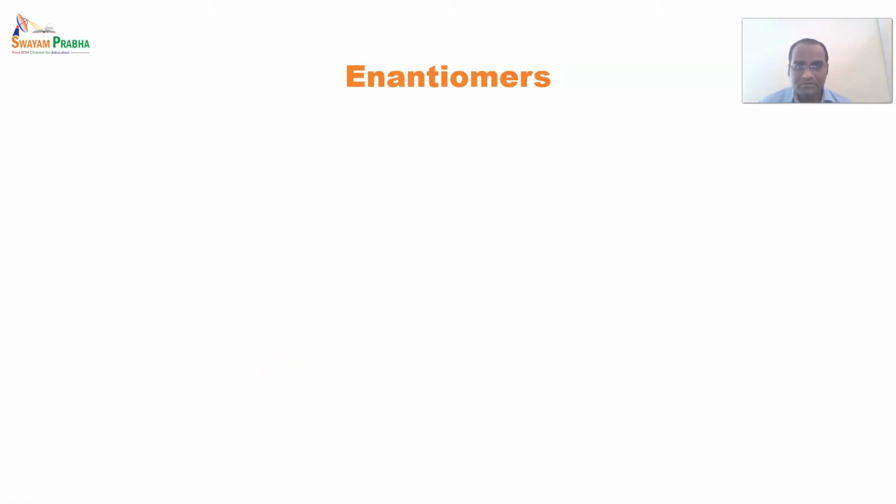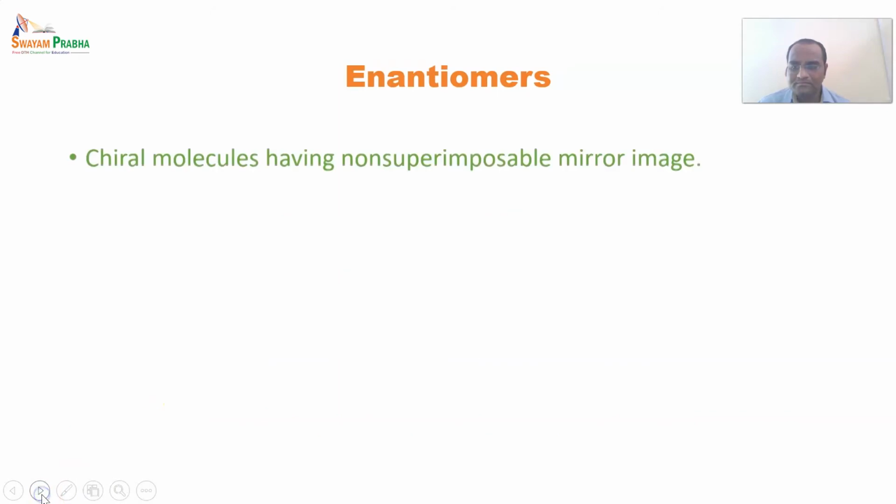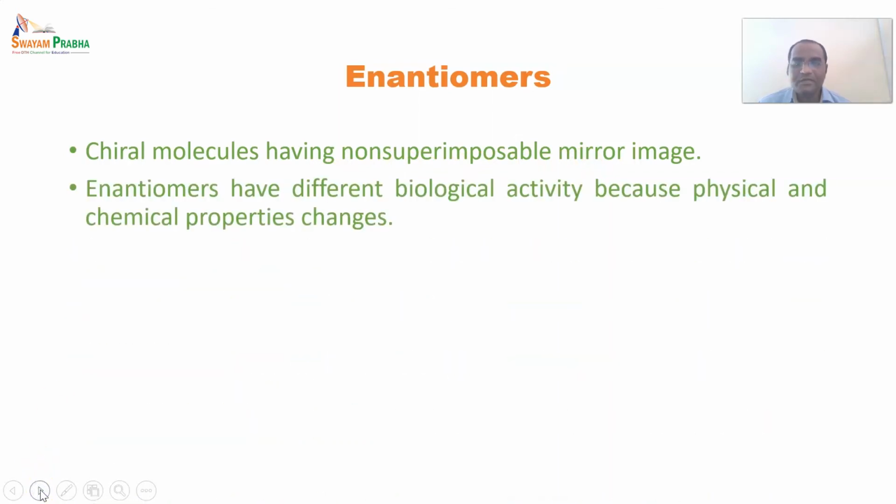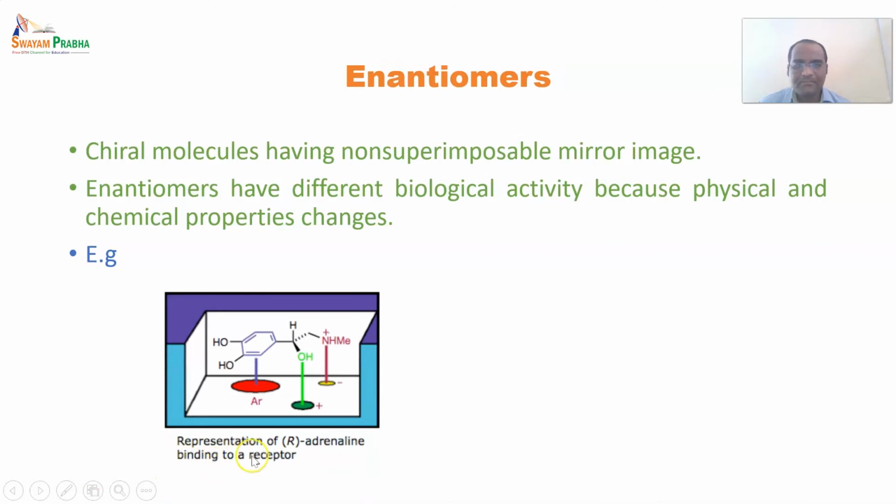So now the next concept from stereochemistry is enantiomers. Chiral molecules having non-superimposable mirror images are said to be enantiomers. Enantiomers have different biological activity because physical and chemical properties change. So we'll take an example of adrenaline. This is the structure of adrenaline, and these are the binding sites in the receptors. This portion is for the aromatic ring, and this portion with the green color is for OH, and this one is for the quaternary ammonium.